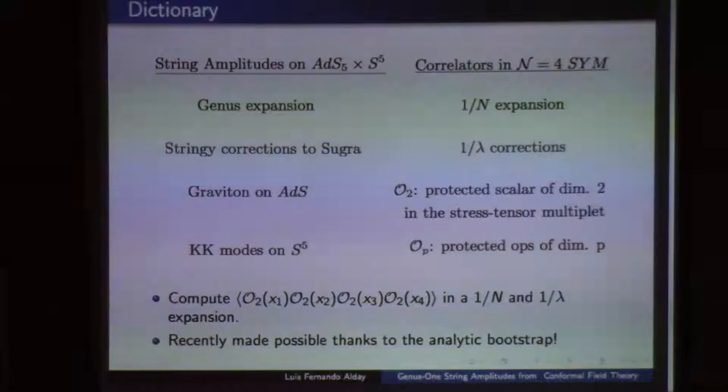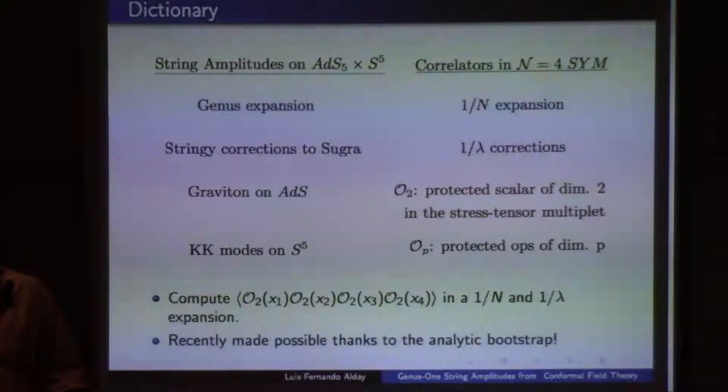So good. The 1 over lambda expansion, that would correspond to semi-classical somehow. Right. So, the same side, right? Yeah, so what we are going to do, you will see, we are going to do a 1 over n expansion, and then at each order in 1 over n, you can do a 1 over lambda expansion. And we will understand what is the structure of these to any arbitrary order in 1 over lambda.